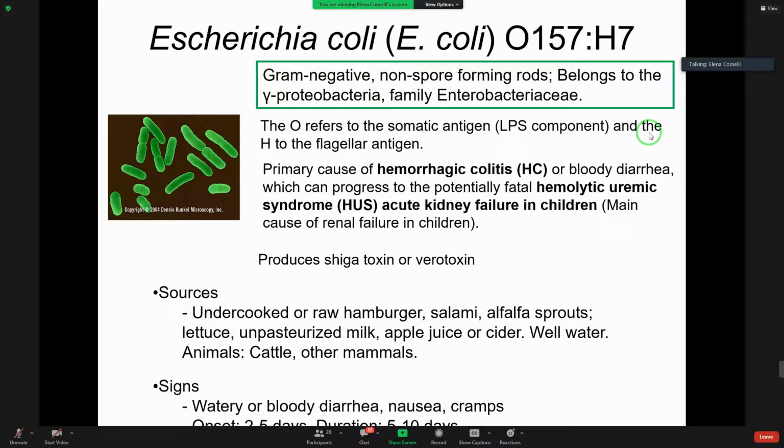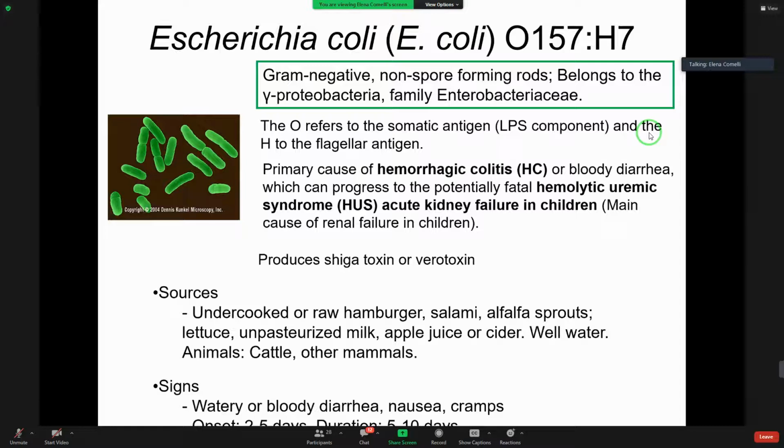So as I mentioned earlier, O157:H7 is a primary cause of hemorrhagic colitis, and long-term can result in hemolytic uremic syndrome and acute kidney failure in children. And this is through the production of a toxin, which is called verotoxin or Shiga toxin. It is also called Shiga toxin because this is the exact same toxin that another pathogen called Shigella produces. Okay, so both Shigella and E. coli O157:H7 produce the same toxin, which may result in hemolytic uremic syndrome.